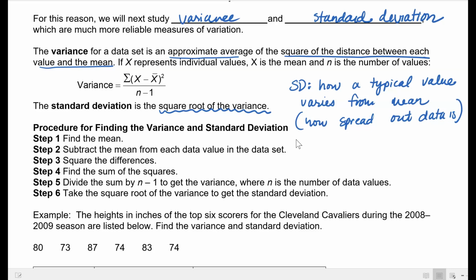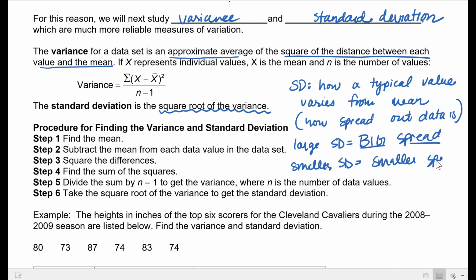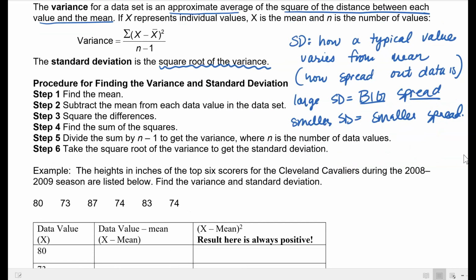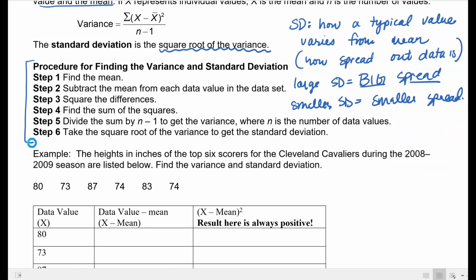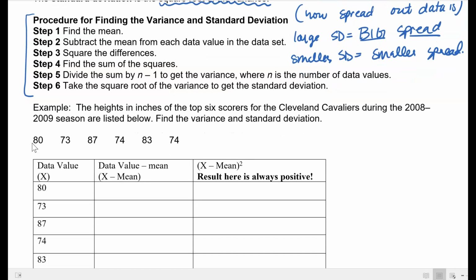So large standard deviations mean big spread. The data is really spread out. Smaller standard deviations mean there's a smaller spread in the data. So let's go through and do an example, and then we'll talk about what these mean. You've got steps here on the side. If you want, you could pause the video and try to follow those steps, or you could watch along first and then try to do it, whatever works best.